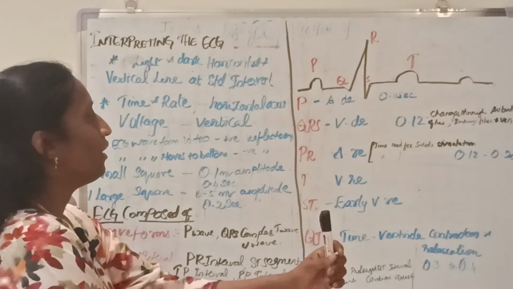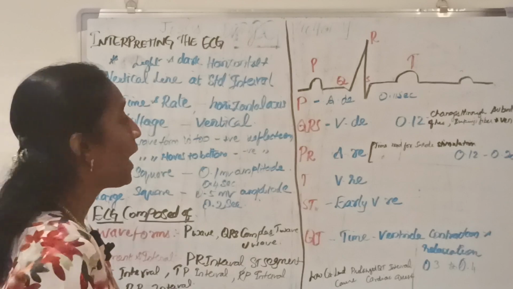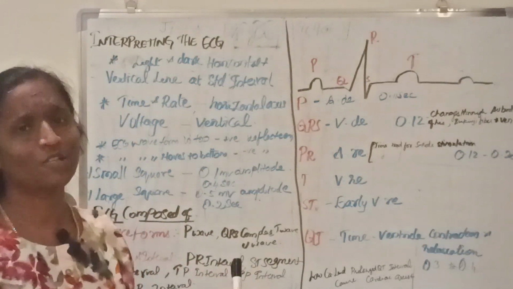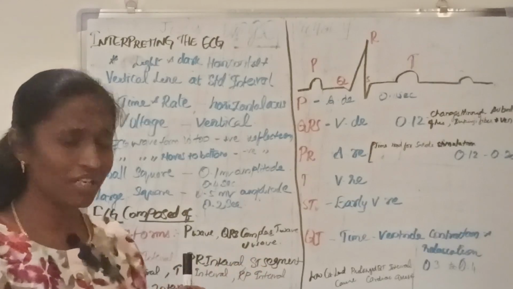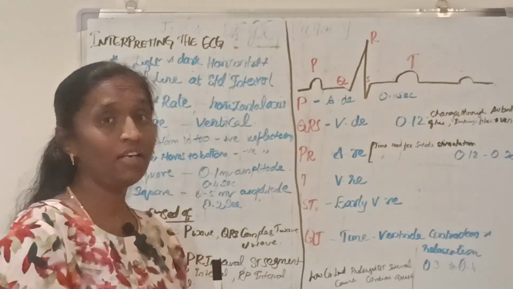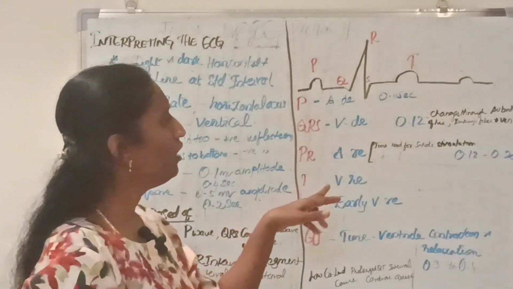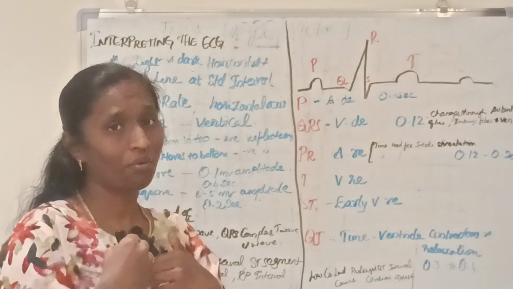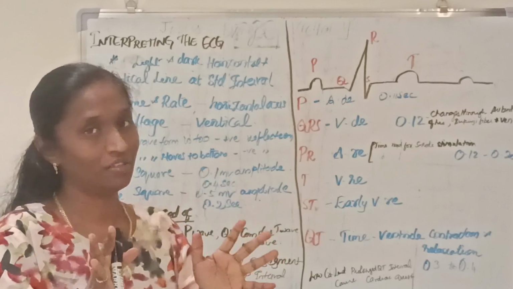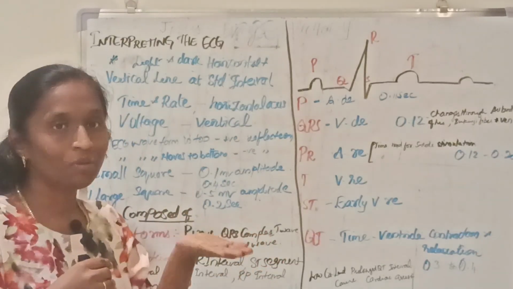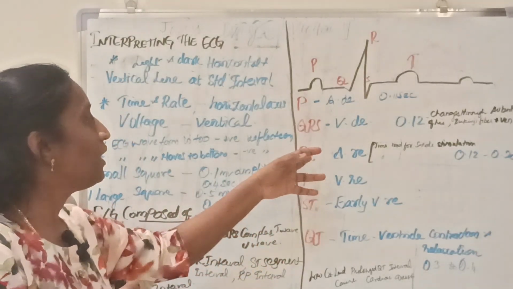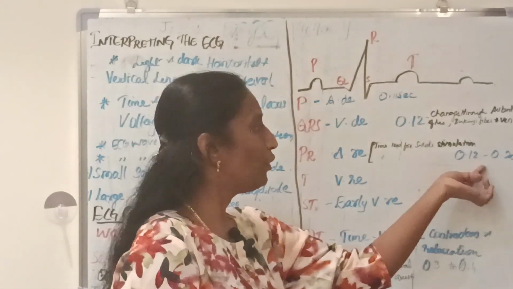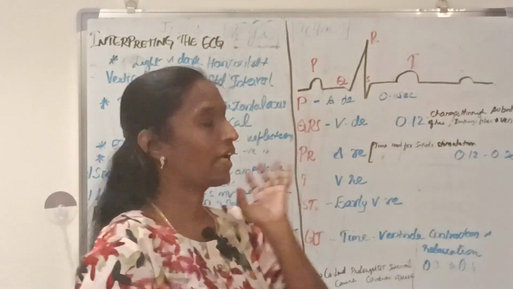The next is the PR interval. The PR interval is atrial repolarization. Repolarization means relaxation, and again it is ready to receive other impulses. So there is a time for the SA node or sinus node to be stimulated. Until then it is waiting; that we call the PR interval. It takes place in 0.12 to 0.30 seconds.